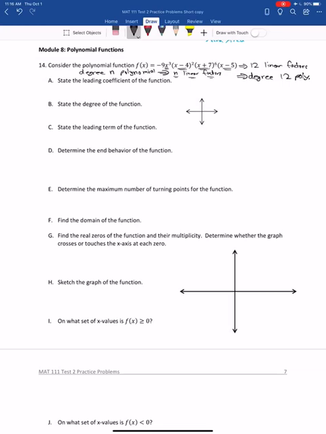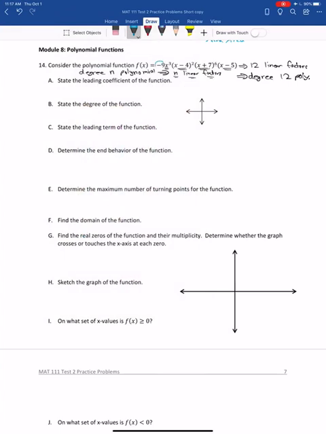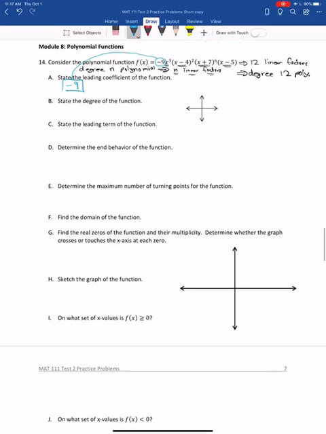It says state the leading coefficient of the function. So our leading coefficient would be this coefficient right here, leading the polynomial. So the leading term would be negative 9x to the 12th power. So that leading coefficient would be negative 9. Make note of that. Our leading term is equal to negative 9x to the 12th power. We have a degree 12 polynomial. If we were to multiply them all out, that would be our leading term, our term with the greatest power.